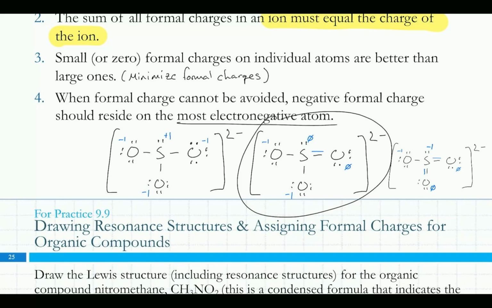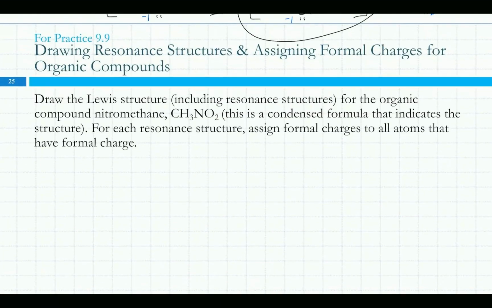All right, let's do another example. This is more with resonance. Lewis structure for an organic compound, CH3NO2, nitromethane. In organic molecules, the Lewis structures actually had hydrogen, so like CH3NH2.